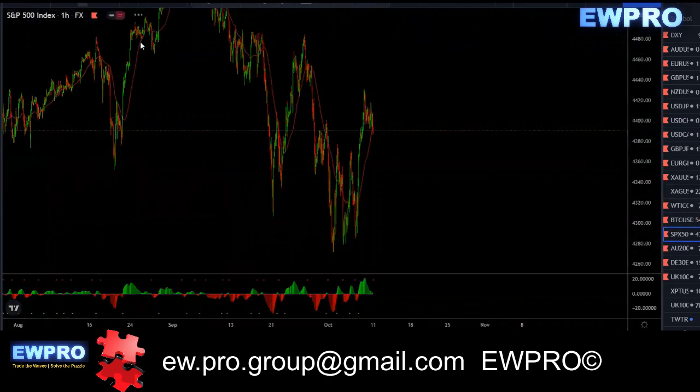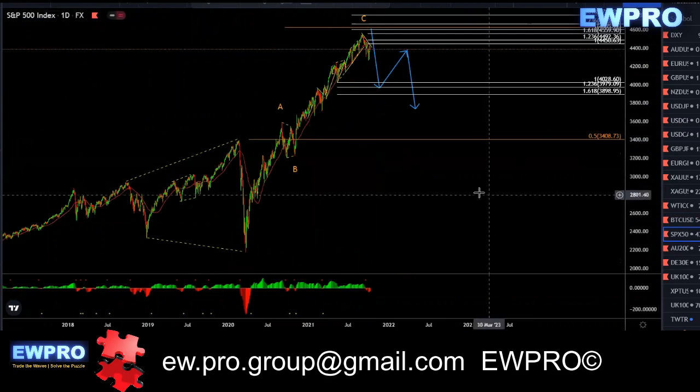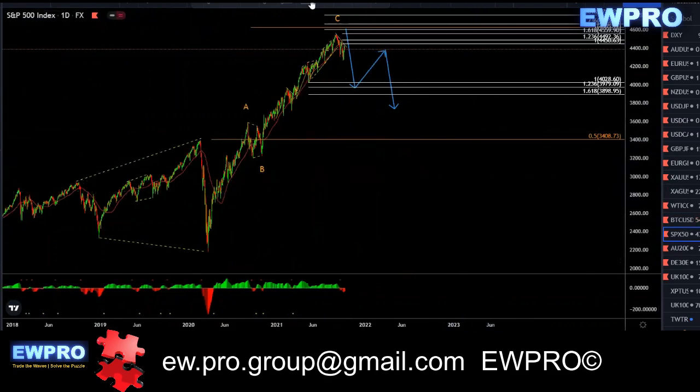SPX on the daily. Eventually I'm looking for price action that nearly got up to that 100 fib, that orange 100 fib there. And then I'm looking for at least a larger correction.